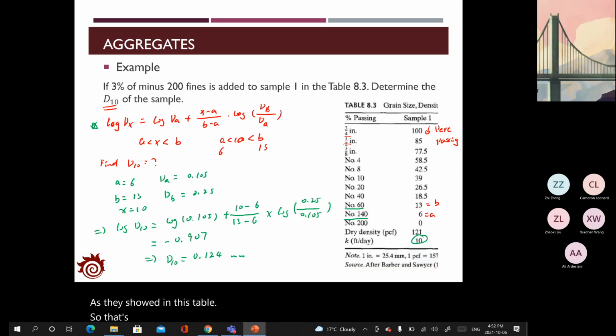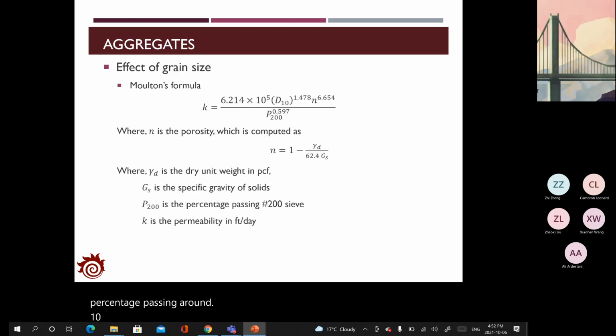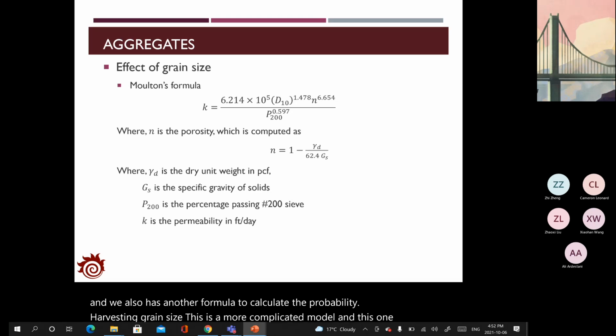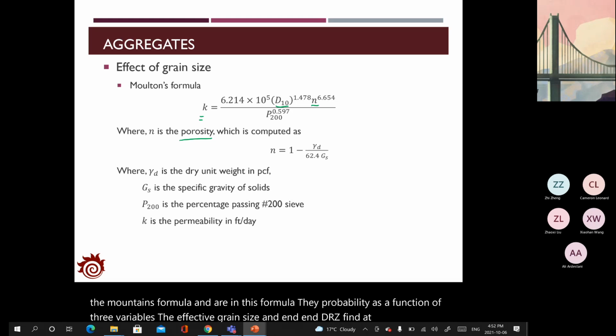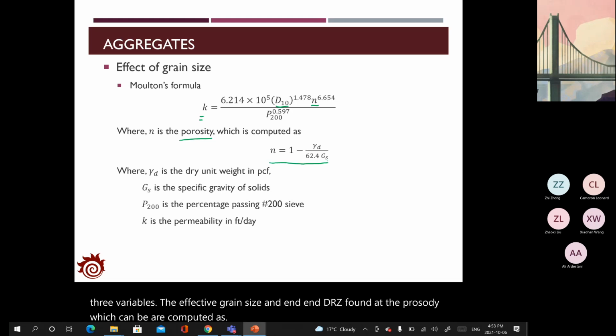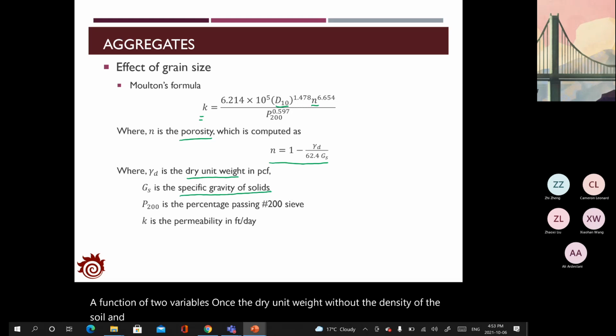So that's one example of how to calculate the effective grain size, which would be the grain size with percentage passing around 10. And we also have another formula to calculate the permeability with the grain size. This is a more complicated model, and it's called the Mountains formula. In this formula, the permeability is a function of three variables: the effective grain size, and n, which is defined as the porosity, which can be computed as a function of two variables. One is the dry unit weight, which is the density of the soil, and the other is GS, the specific gravity of the soil. This is a physical property of the soil.